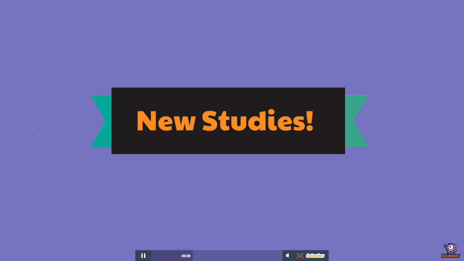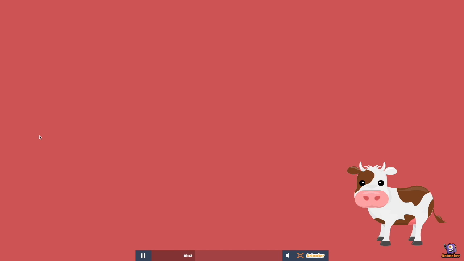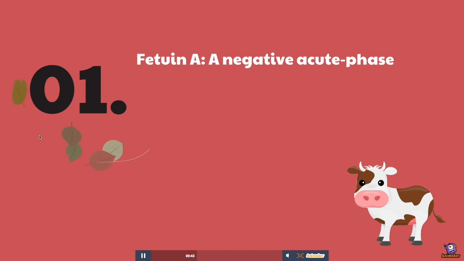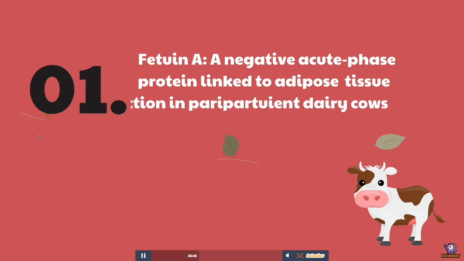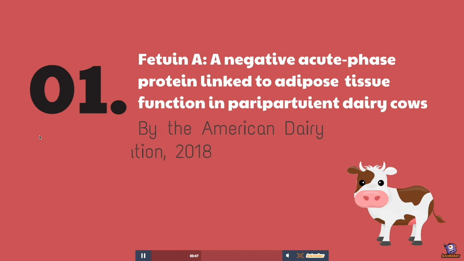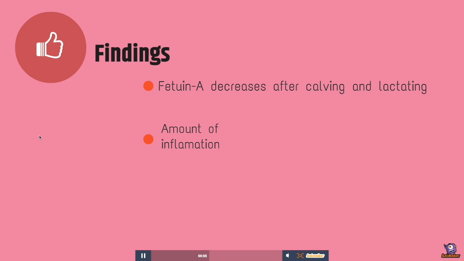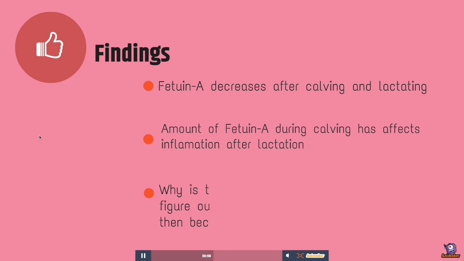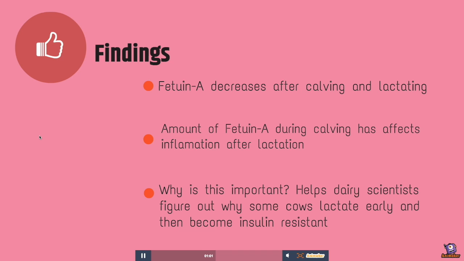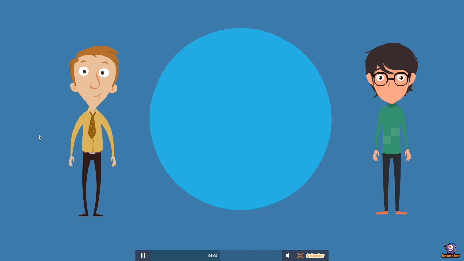The first one, titled Fetuin-A negative acute phase protein linked to adipose tissue function in parturient or lactating dairy cows, by the Dairy Science Association. They found that the protein decreases after lactating. The amount of protein affects inflammation after lactation. This helps scientists figure out why some cows lactate early and then become insulin resistant.